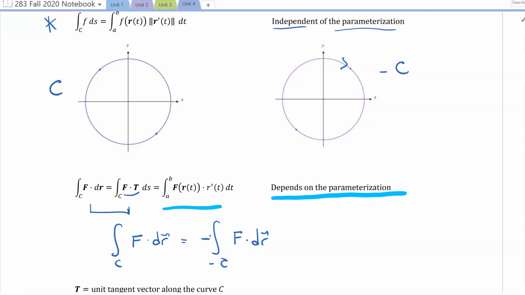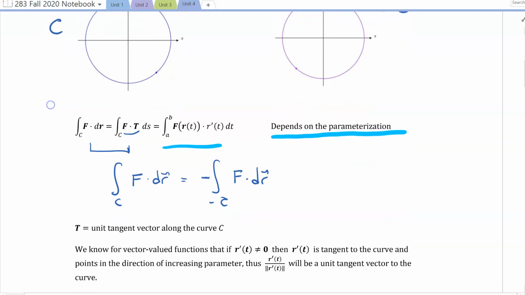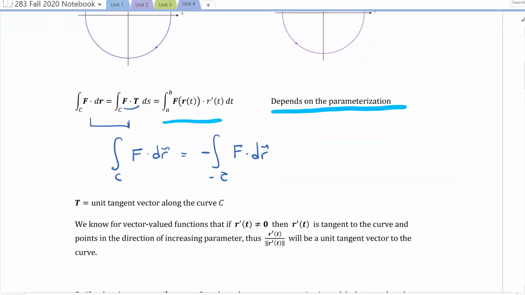Now we're going to spend a little time to see how we can view this line integral as a special case of the line integral of a scalar function. We have to be careful about the parameterization, because when we talk about the line integral of a vector field, the curve is given a specified orientation. We know from our previous work that if we have a vector valued function whose first derivative is not 0, then r prime of t is a tangent vector, and it points in the direction of increasing parameter.